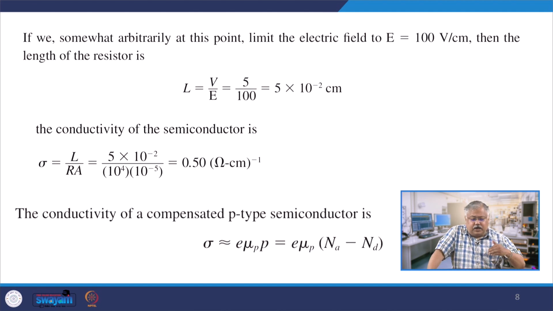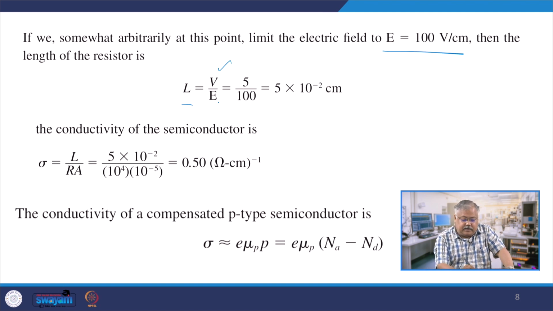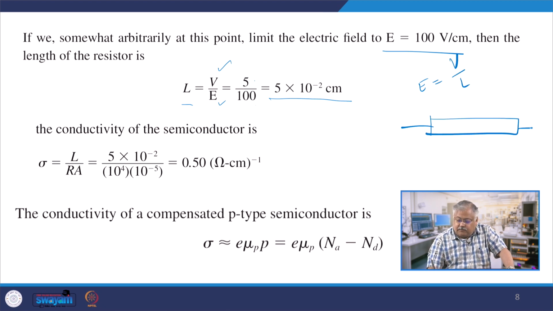If we assume that my electric field is set at about 100 volts per centimeter, then the length of the resistor will be voltage by electric field, which is 5 by 100, that is 5 into 10 to the power minus 2 centimeter. If you have a slab of silicon and you apply a plus 5 volt supply here, and we already know the electric field present, I can just divide the voltage by the electric field and you get the length.